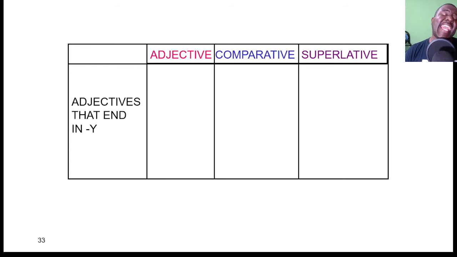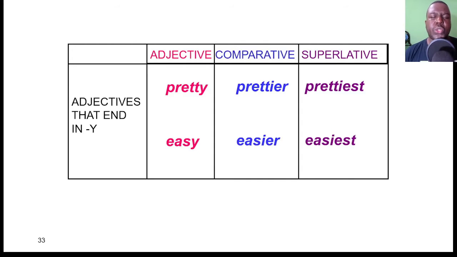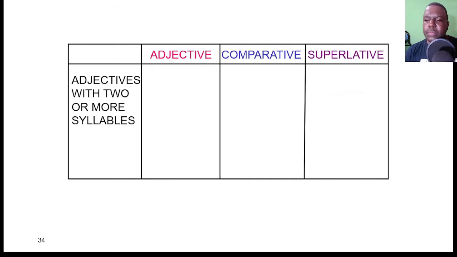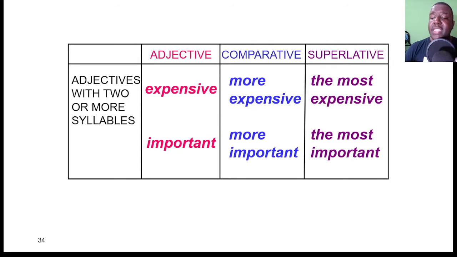Now, adjectives that end in the letter Y. We have pretty, prettier, prettiest. Okay? Another one, easy, easier, easiest. Okay? So to compare and superlative, some adjectives with two or more syllables, we have expensive. How do we compare expensive? We put more expensive, the most expensive, the superlative. Important is an adjective. Comparative, more important, and superlative, the most important.